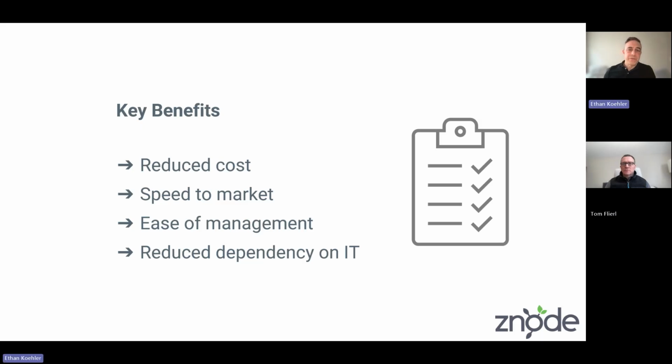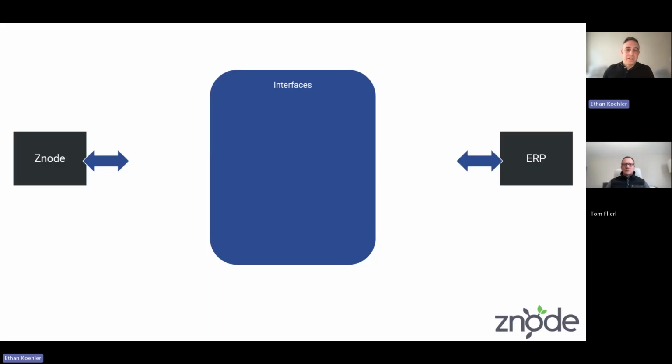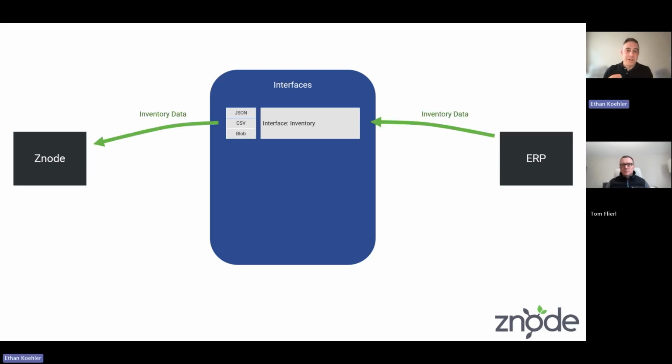So next, we're going to move on to talk about the design of the Commerce Connector feature. And there's a lot of exciting things to talk about here. The first concept is we're starting here with interfaces. And an interface defines one exchange of data between Znode and a third-party system, such as your ERP. A common use case would be retrieving inventory data from your ERP and bringing that into Znode.